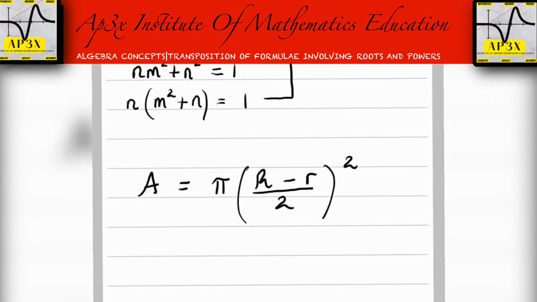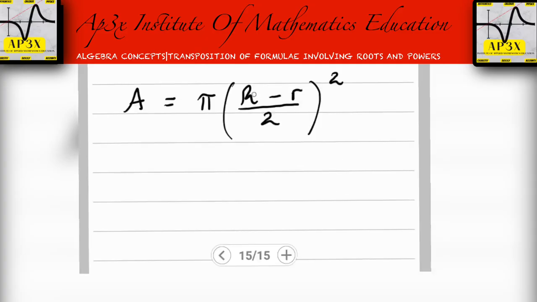And here we have A is equal to pi, open bracket, big R minus small r, all divided by 2, squared. There's a lot of stuff happening here. It just looks very simple, but there's a lot happening, and you'll see what the solution looks like at the end. So I'm going to try to be as efficient as possible here.